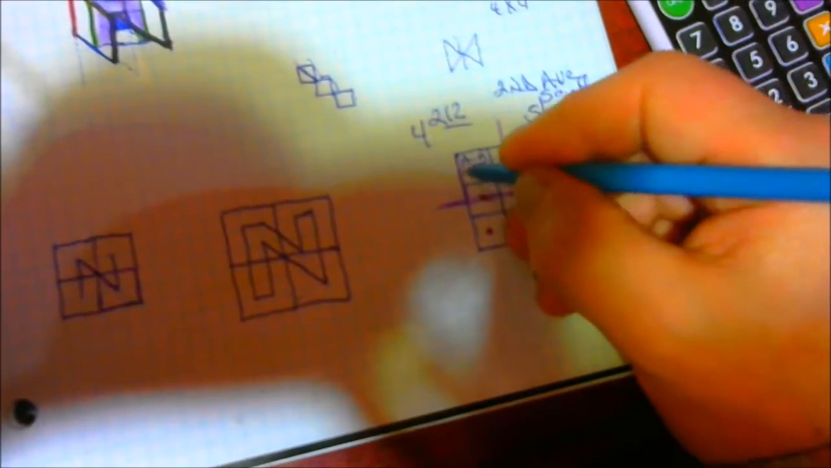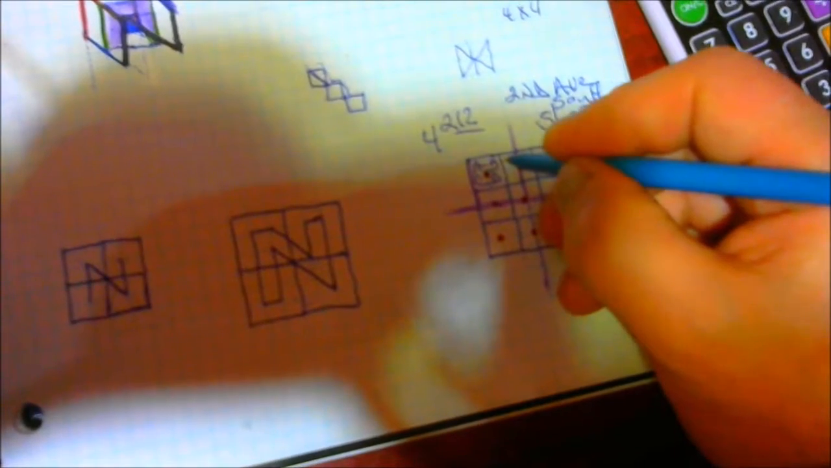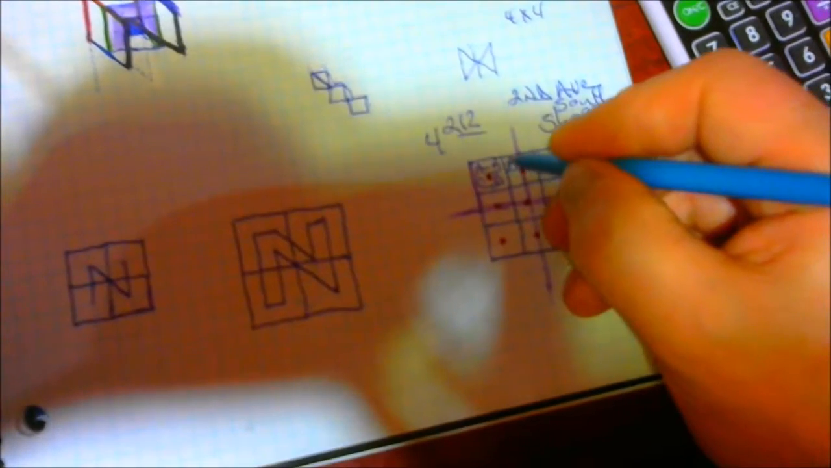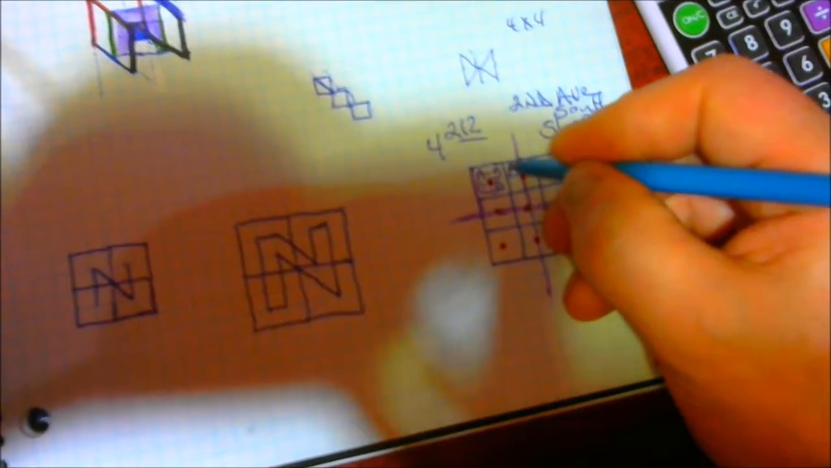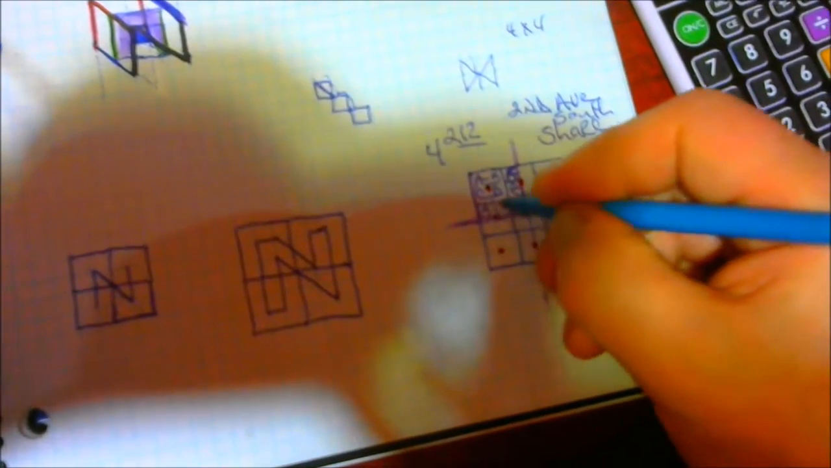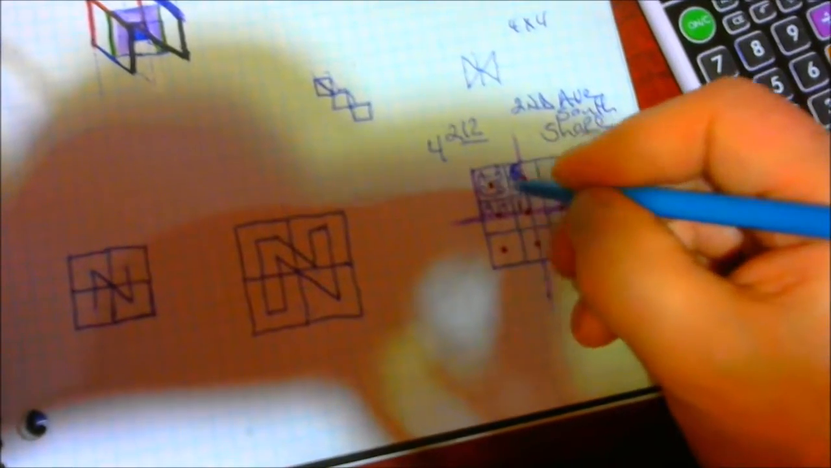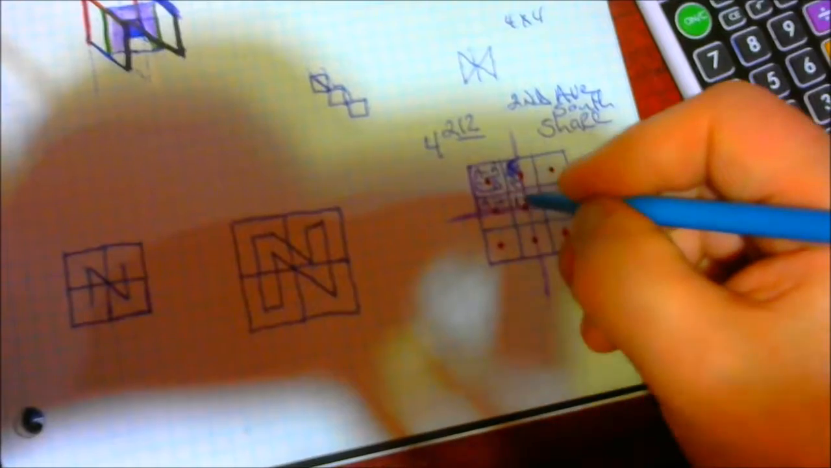A, B, C, D. 4 squares. Here is 2 squares. I don't know what you want to call them. Call them E, F. And then you have G, H, and then you have I in the corner. Actually, it's A, B, C, D, A, B, C, D, E, F, G, H, I, if you want to look at it that way.